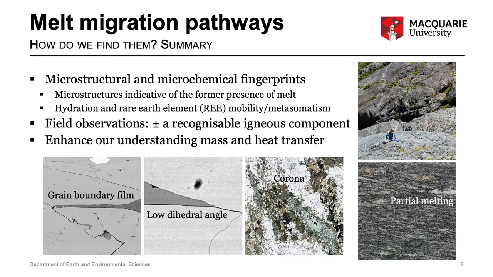This is a summary of the key findings of our work so far. In order to look for melt migration pathways, we've focused on microstructural and microchemical fingerprints. These include microstructures indicative of the former presence of melt, and hydration and rare earth element mobility and metasomatism associated with the melt migration. The field observations have shown us that sometimes we have a recognisable igneous component and sometimes we don't. Our goal was to enhance our understanding of mass and heat transfer.